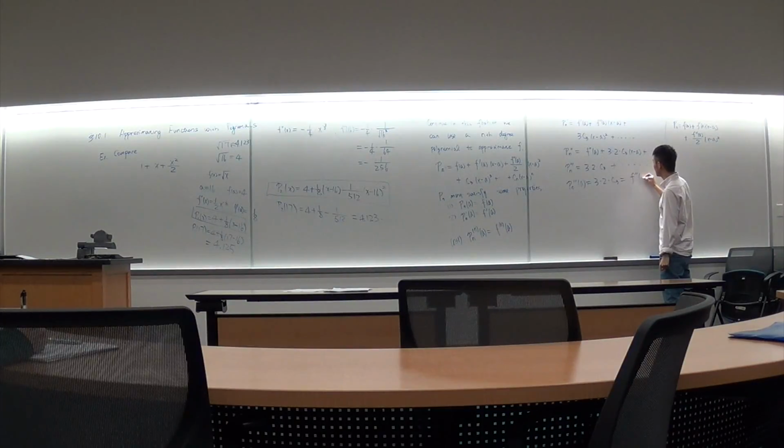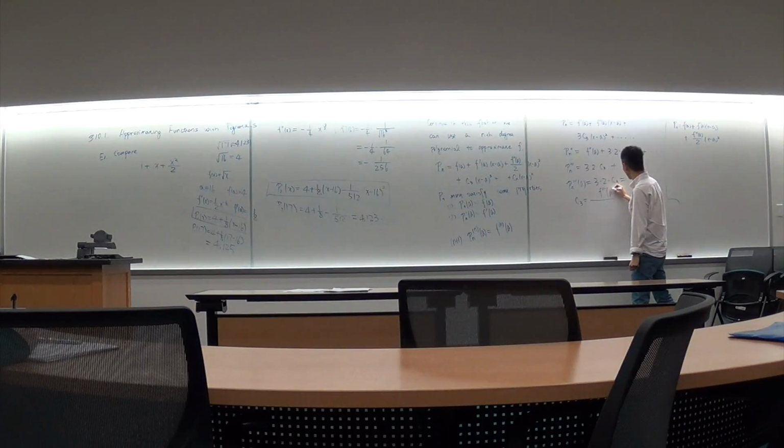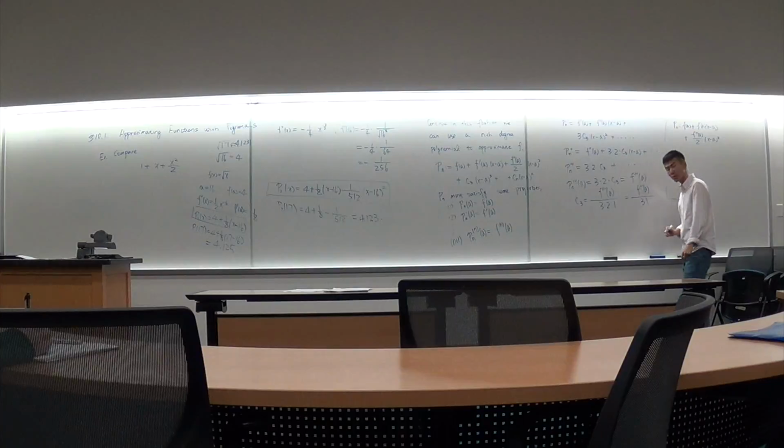third derivative of f at the point A. Right? Now from this equation, we see that C3 is equal to f triple prime at A over 3 times 2. Now, let me write one more. So that's 3 times 2 times 1. So what is that? That's f triple prime of A over 3 factorial.